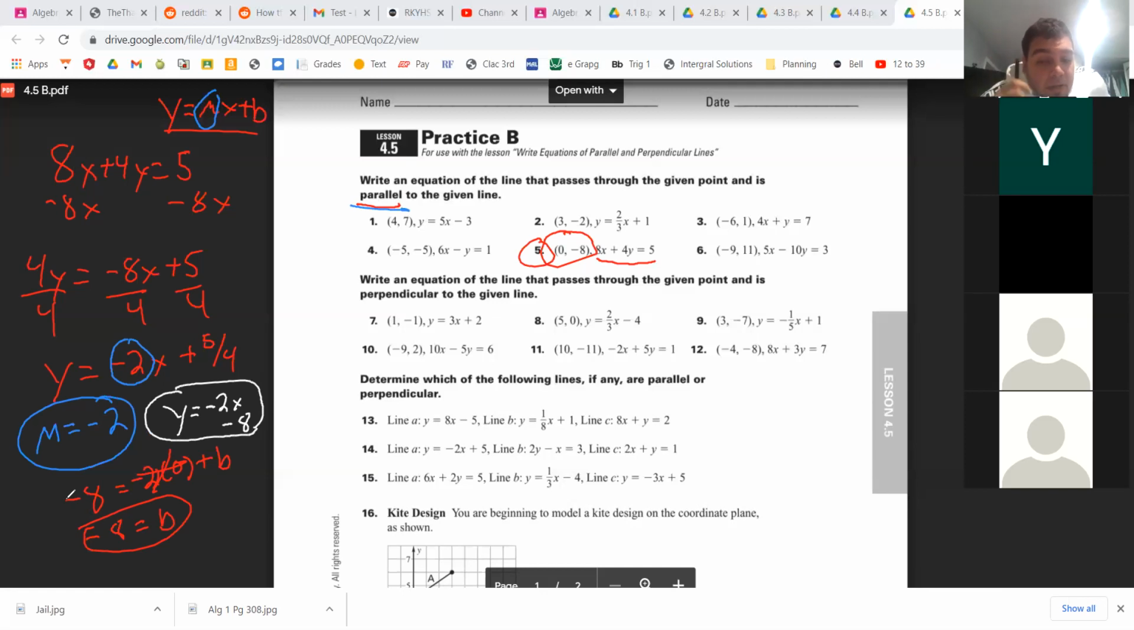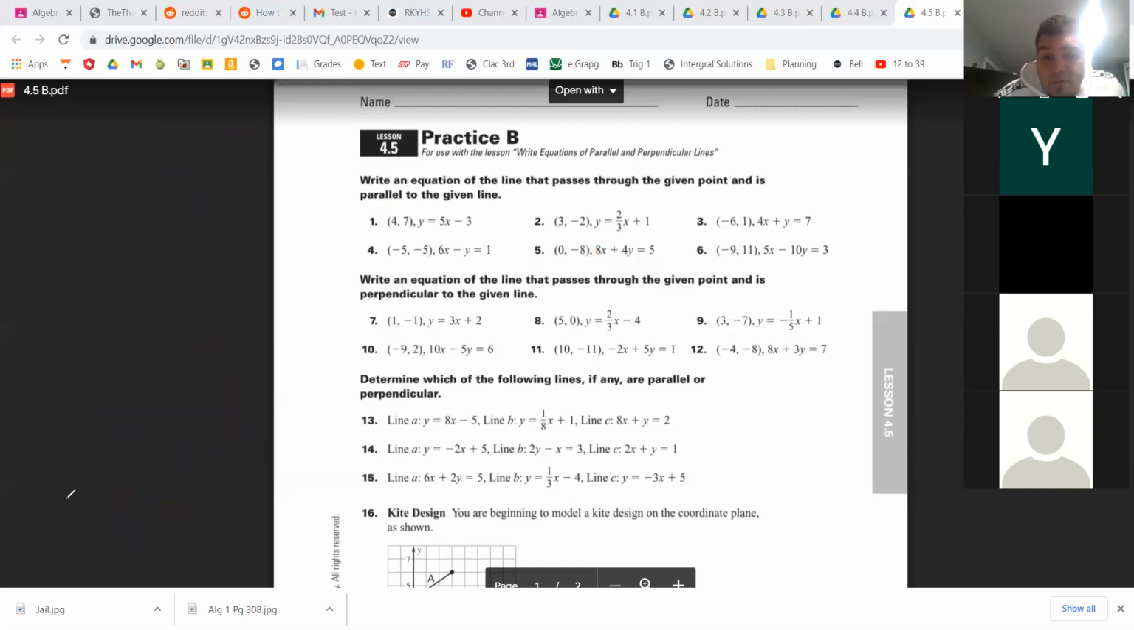So the tricky part here is that sometimes they don't give you the slope so easily, so you have to do some work to find the slope. Any questions on parallel? Okay, if not, let's go to perpendicular, some 7 through 12 stuff.